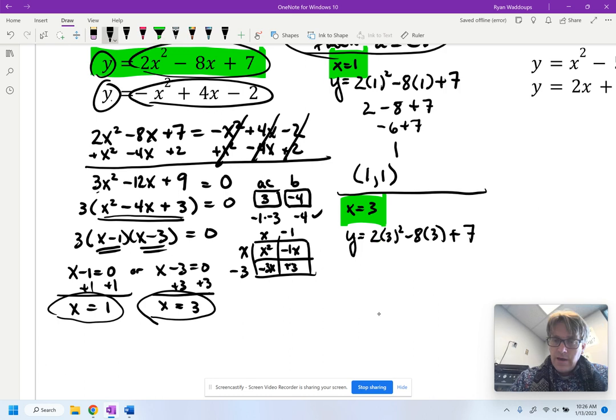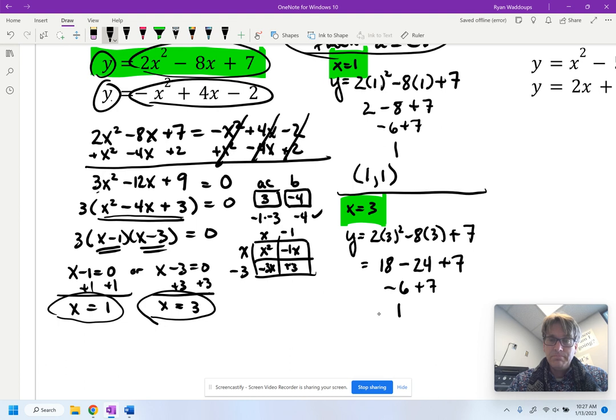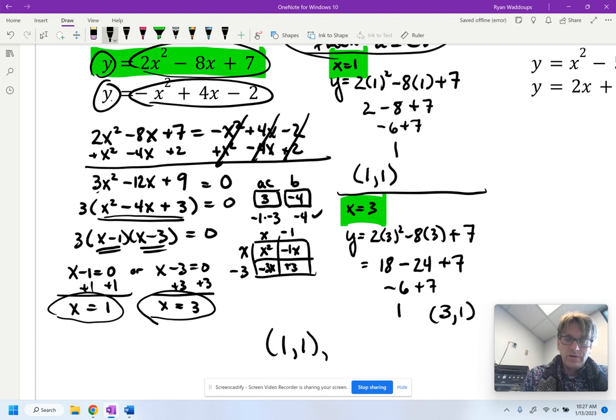let's see, switch back here. 9 times 2, 18. Minus 8 times 3 is 24 plus 7. And 18 minus 24 would be negative 6 plus 7. Negative 6 plus 7 is 1. And so the second solution is at 3, 1. And so our two solutions are 1, 1 and 3, 1.